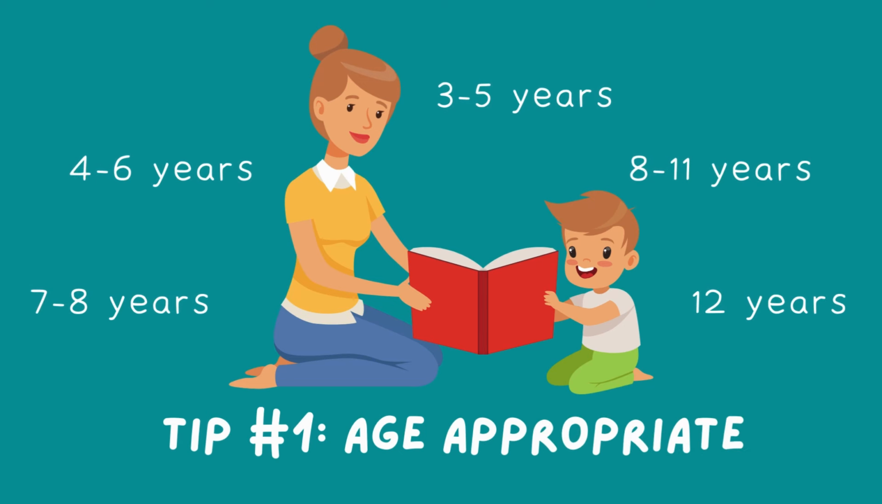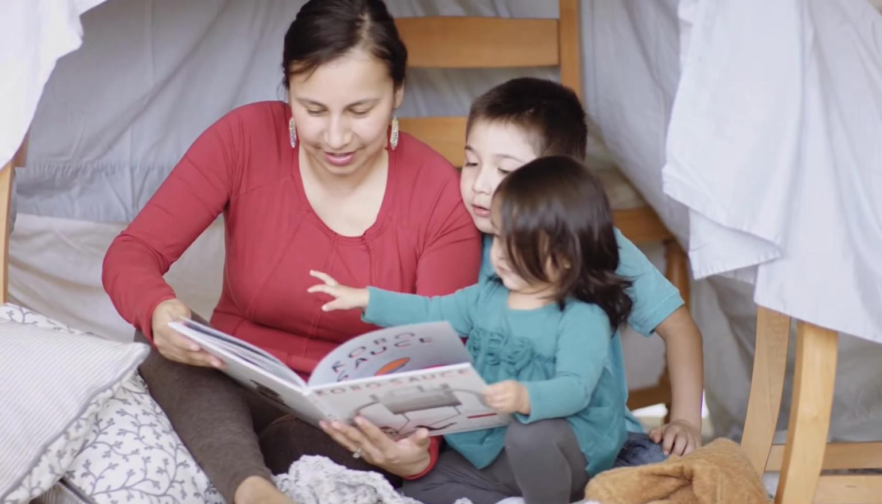So think about who your target audience is going to be before you start writing so you can tailor the content, themes, language, and reading level to that particular age group. For example, if your book is meant for younger children, then you should use simple words and sentence structures.